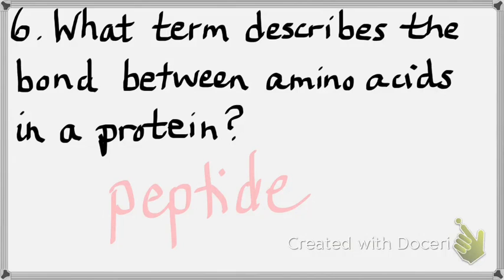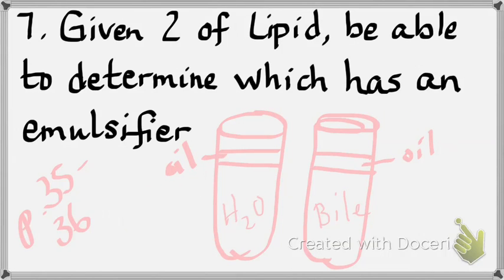Everybody's okay on that one? Page 33 if you want a reference on that one. Okay, now I want to go to fats, and specifically page 36. So one day we did two test tubes. In the first test tube on page 36, we put oil and water. And in the second test tube, we put oil and bile, B-I-L-E.